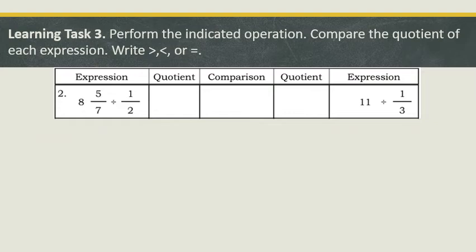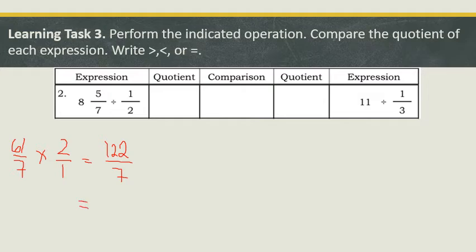Next, number 2. So, yung 8 and 5/7 ay mixed number. So, gagawin natin improper. Magiging 61/7. So, bakit? 7 times 8 is 56 plus 5 is 61. Then, yung division, gagawing multiplication. Yung 1/2, pagbabalik rin natin, magiging 2/1. So, multiply natin. 61 times 2 is 122. Then, 7 times 1 is 7.